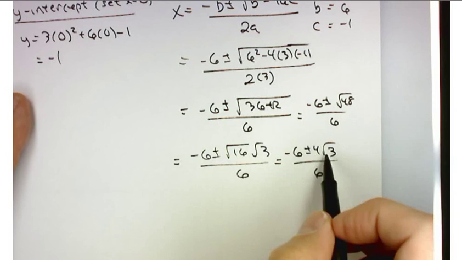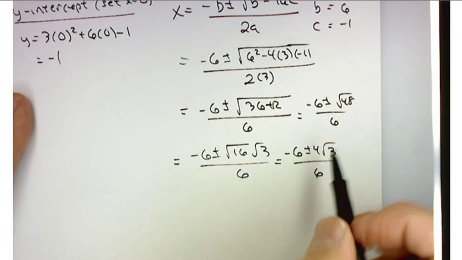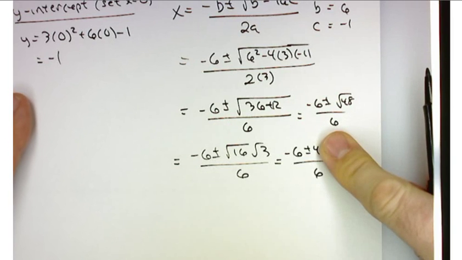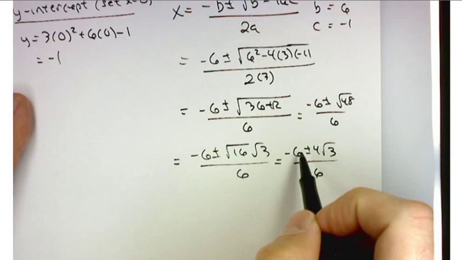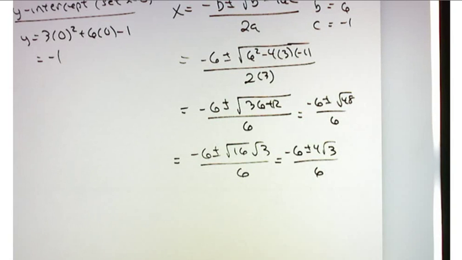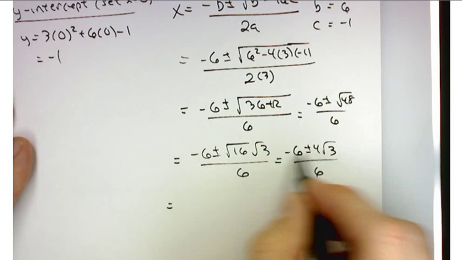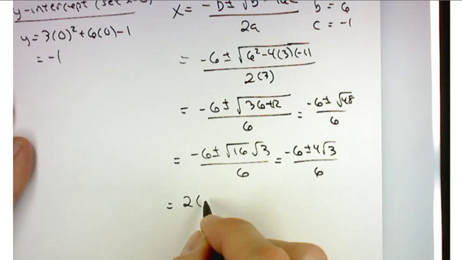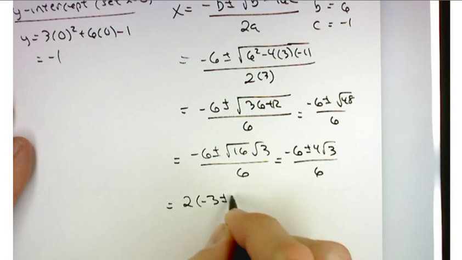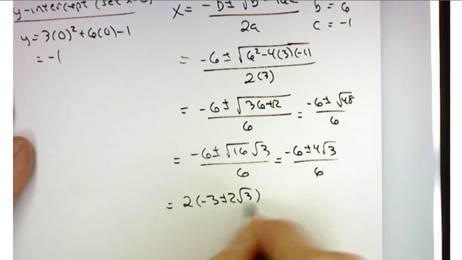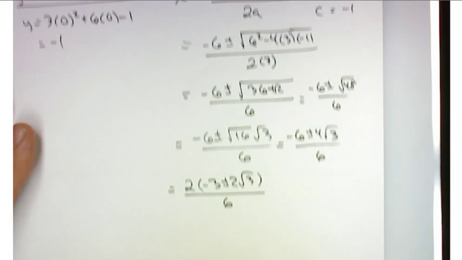Yeah, this one's being multiplied by the square root of 3. They're not like terms. If the square root of 3 wasn't here, or if the 6 had a square root of 3, then I could combine them, but I can't. What I can do is factor out a 2 from the numerator. So negative 3 plus or minus 2 square roots of 3 over 6.